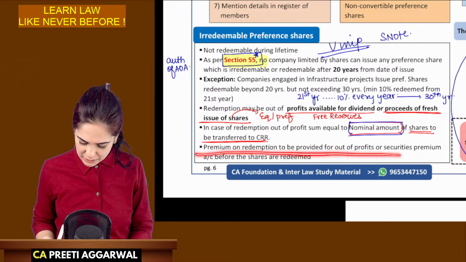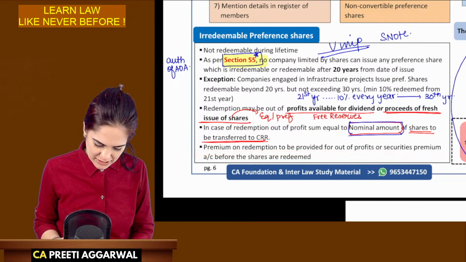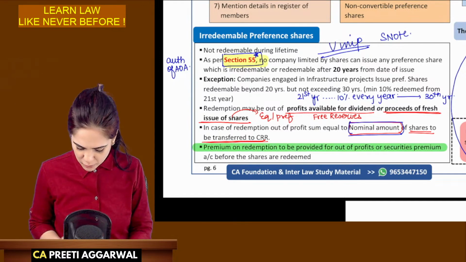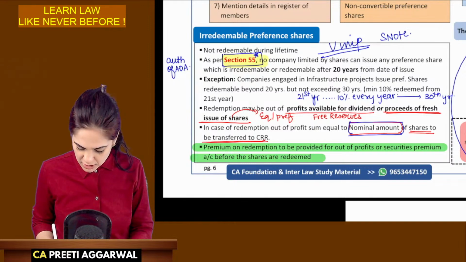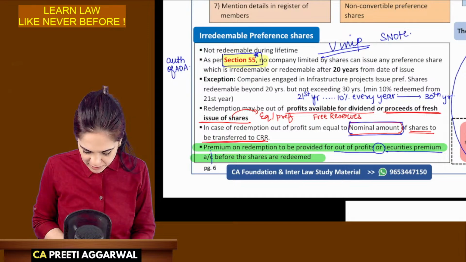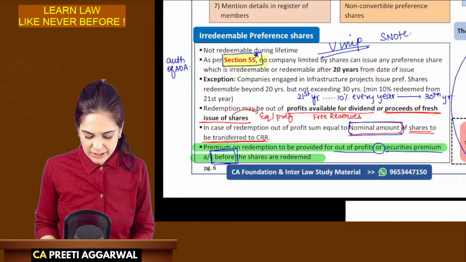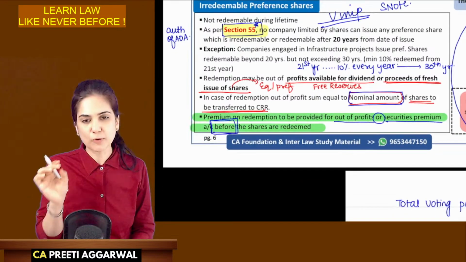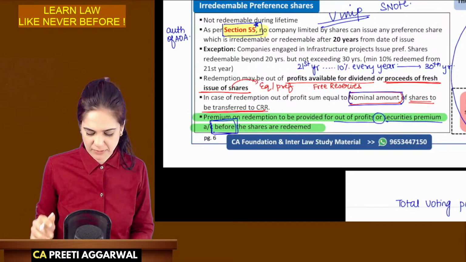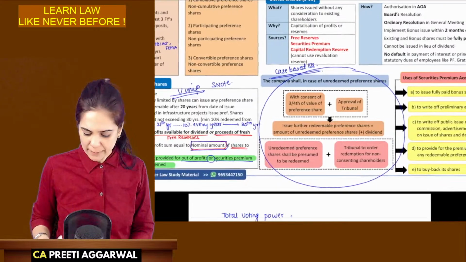The premium on redemption will be provided out of, yes, please highlight this. This is also very important for exam. The premium shall be provided for out of the profits or securities premium account before the shares are redeemed. So you will have to make a provision out of the profits or securities premium for the premium to be paid on the preference shares.